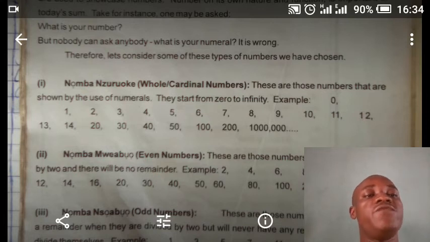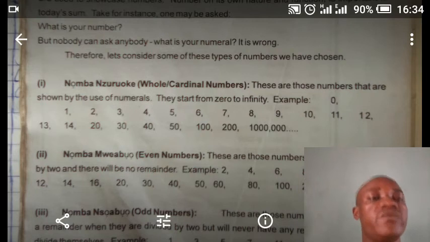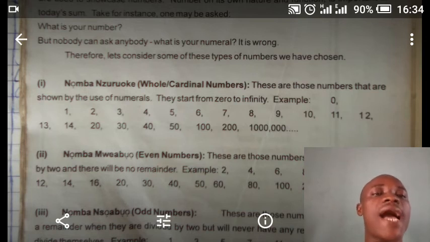These are whole numbers. We have zero, which is called efu in Igbo. We have one, which is otu. Two is abua. Three is ato. Four is ano. Five is ise. Six is isi. Seven is asa. Eight is asato. Nine is iteyete or itolu. We don't call it iteyete, we call it itolu. Ten is iri.